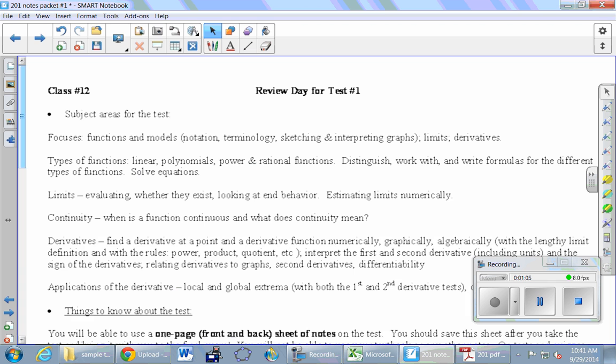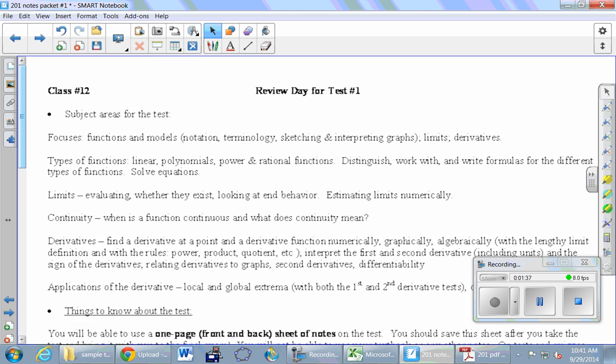And for all of those kinds of functions, I need you to be able to distinguish which ones are which. I need you to be able to work with those functions and write formulas for those different types of functions. And then finally, need you to be able to solve equations. In terms of limits, I'd like you to be able to evaluate them. I'd like you to know whether or not they exist at a given point. And I'd like you to be able to apply limits to end behavior, towards minus infinity and positive infinity, and then also be able to estimate limits numerically.